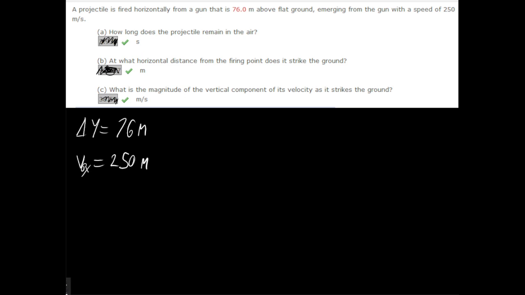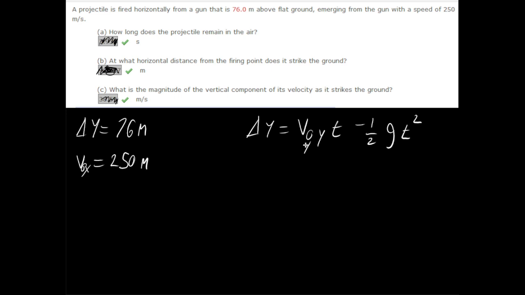So we know our projectile motion equations, then we know that delta y equals v0y t minus 1/2 g t squared.